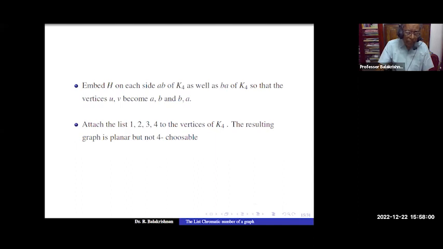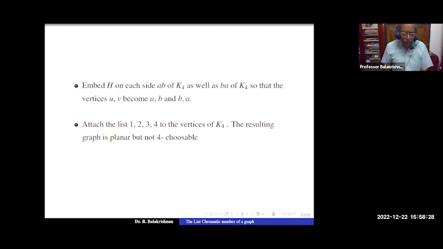So embed H on each side AB of K4 as well as BA of K4, so that the vertices U, V become AB and BA. Now, to these 4 vertices, I attach the list 1, 2, 3, 4, and the resulting graph is planar, but it is not fourth-usable.